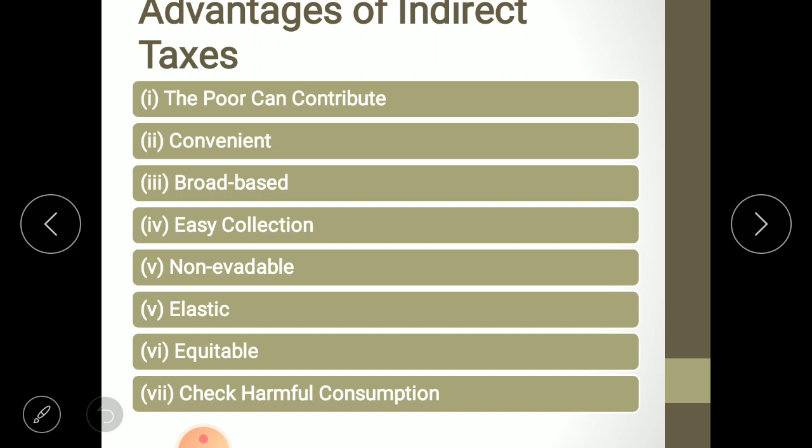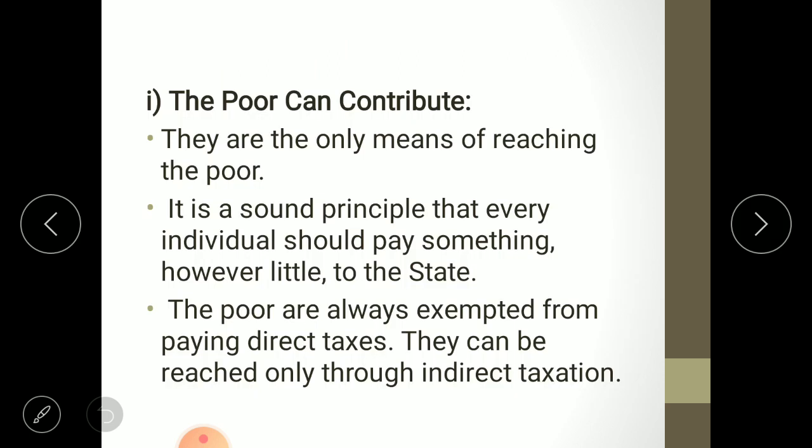There are 8 advantages of indirect tax. First one, the poor can contribute. Second one is convenient. Third one is broad based. Fourth one is easy collection. Fifth one is non-evadable. Sixth is elastic, then equitable, and the last one is check harmful consumption. Now let us discuss in detail.